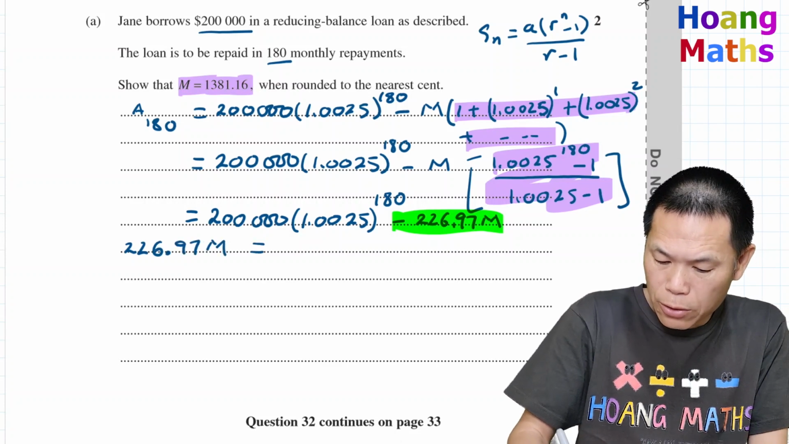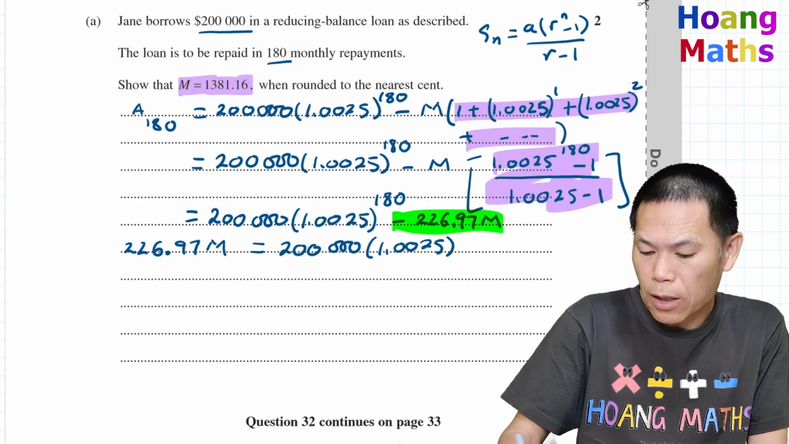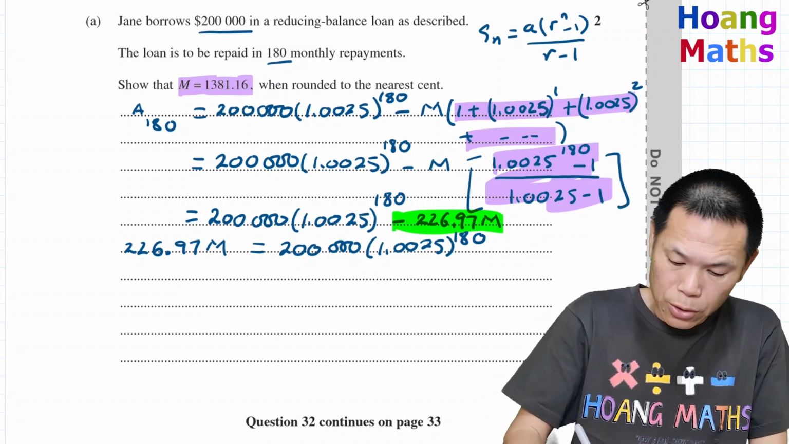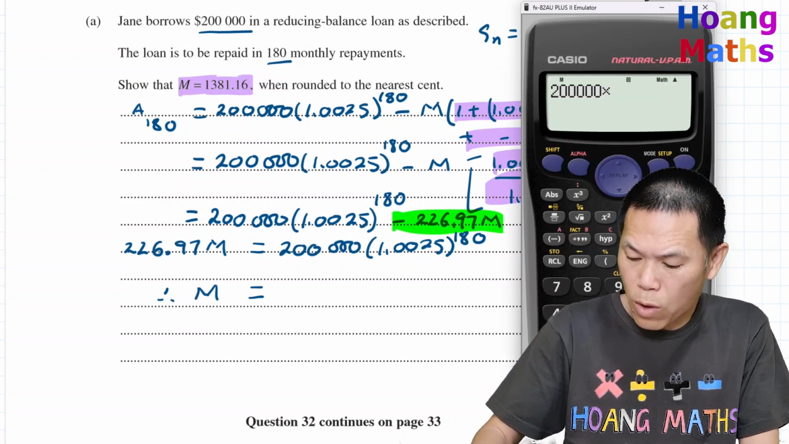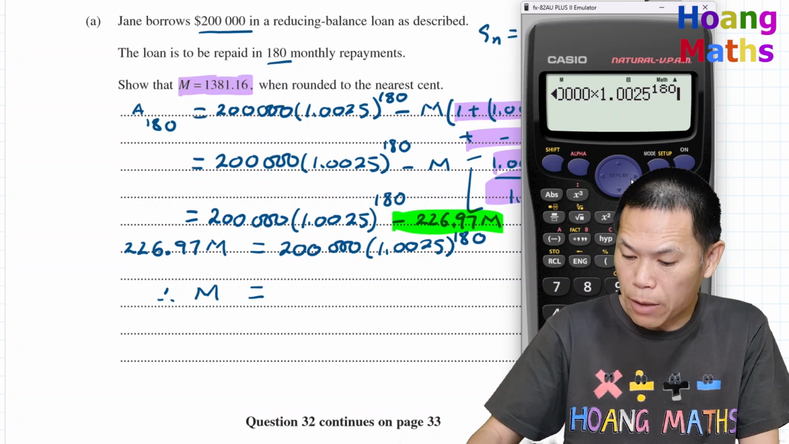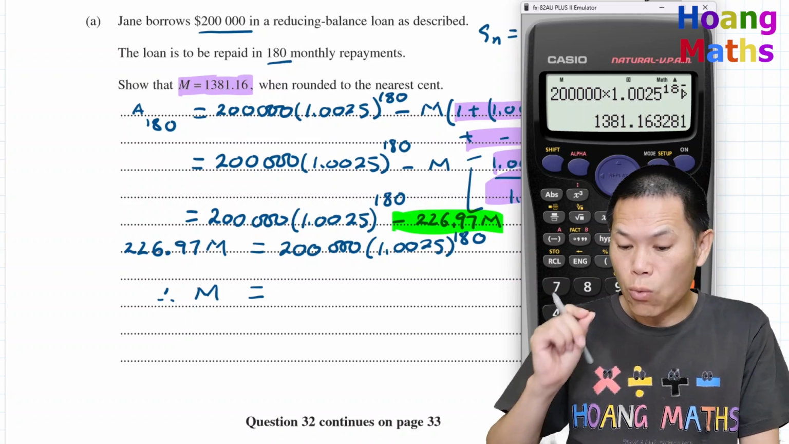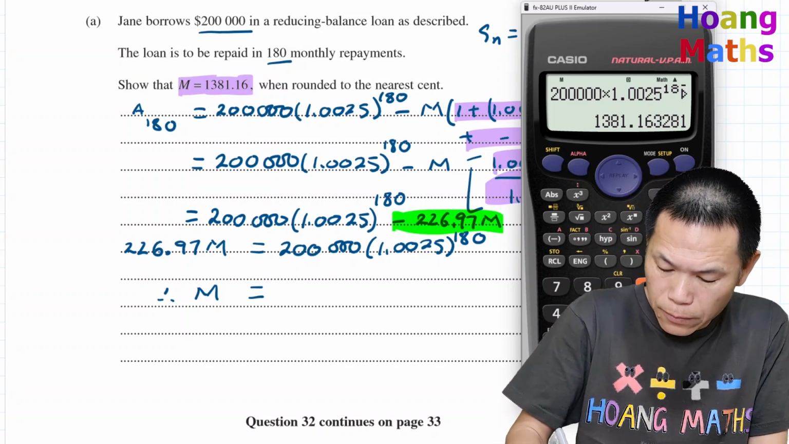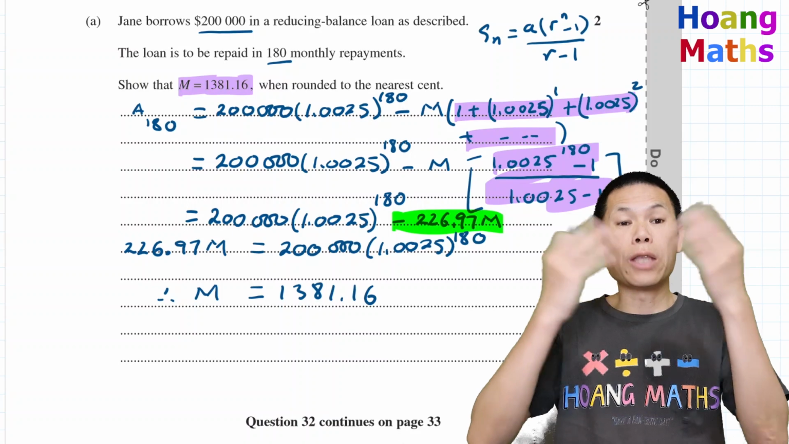So that becomes 226.97 M is equal to 200,000 times 1.0025 to the power of 180. So if I divide both sides by 226.97, therefore M is equal to, so just go 200,000 times 1.0025 to the power of 180, and then we divide it by the answer, that is 226.97 and so on. Okay, so there you go. 1381.16 correct to 2 decimal places. So M is 1381.16. So there you go.